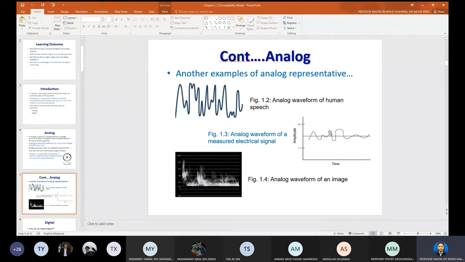Okay, so another one is the analog waveform of an image. You can see this is, for example, like an X-ray image. So maybe you can see like this. This we call the analog waveform of an image.